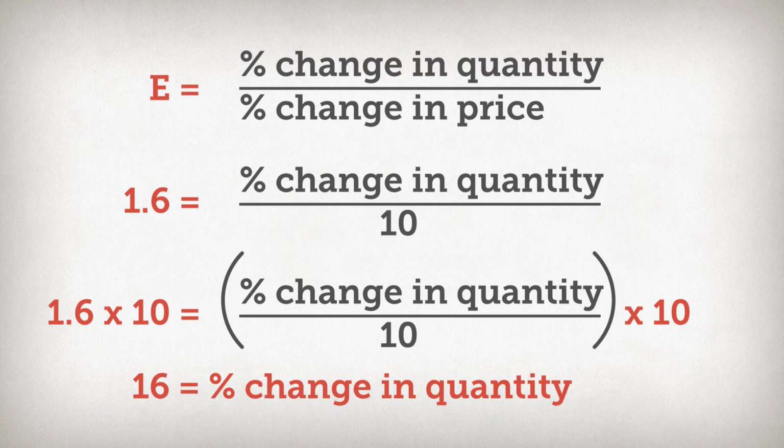What does this 1.6 elasticity report? First, in this example, quantity is changing faster than price. This is concerning. Remember that the two are moving in opposite directions. So, quantity is going to drop faster than price increases.